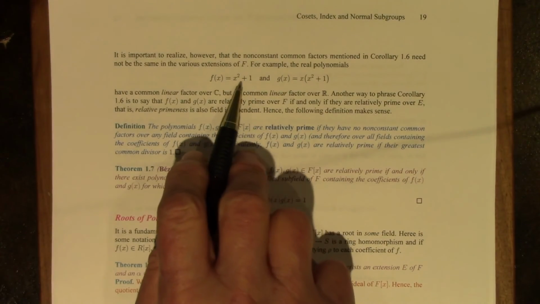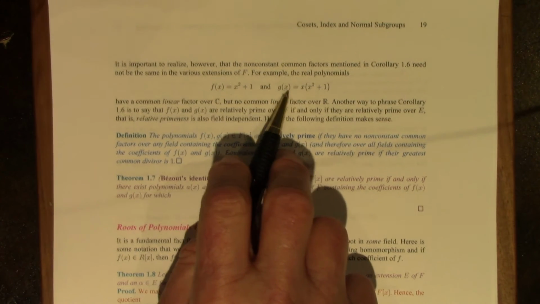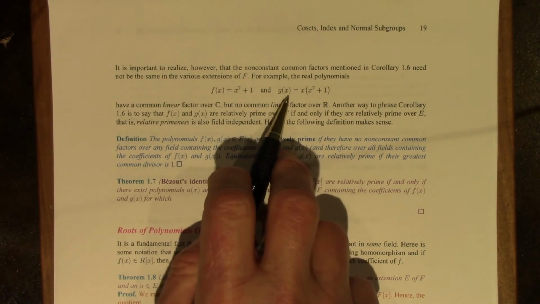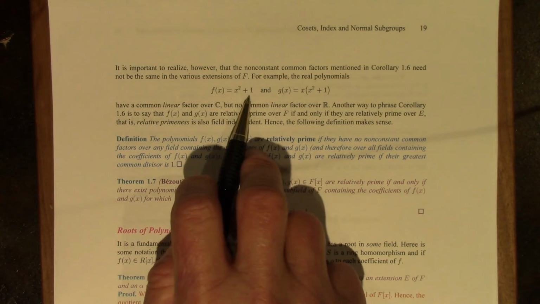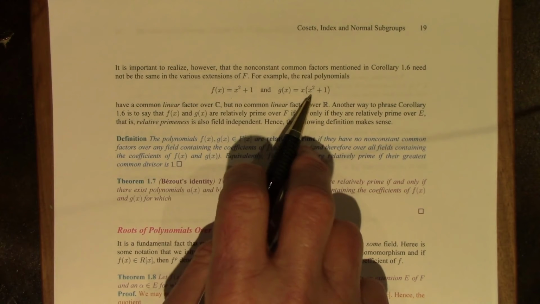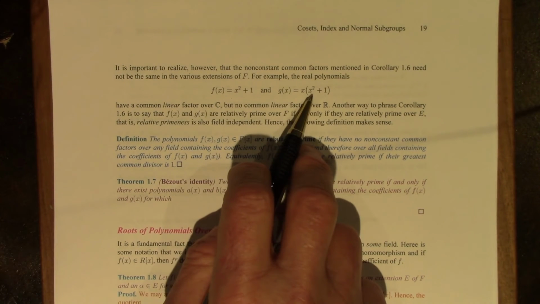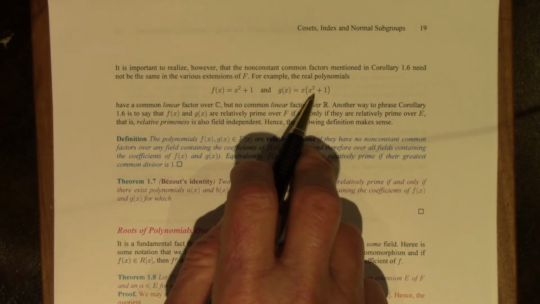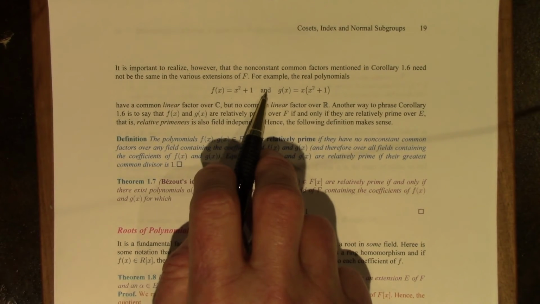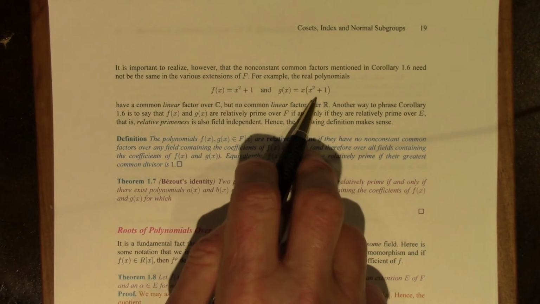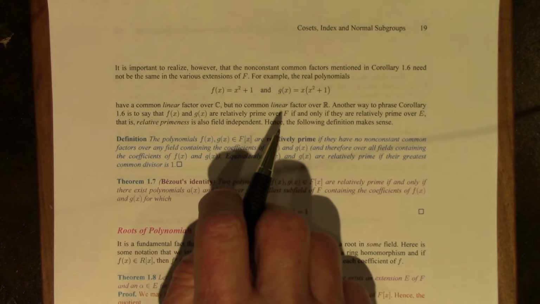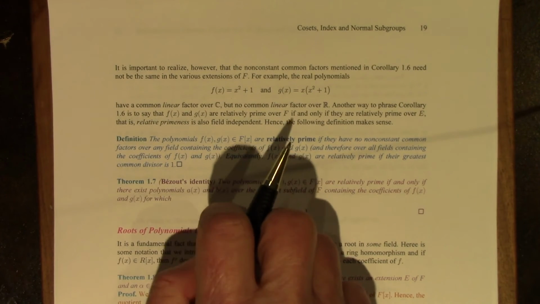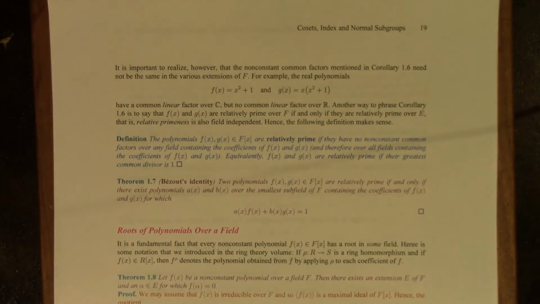So just to illustrate, if you look at these two polynomials, if you think of these as complex polynomials, then x minus i is a factor of both of them. So they have a non-constant common factor over the complex. Therefore, they have a non-constant common factor over the reals and over the rationals. It's not x minus i, it's x squared plus 1. This is worth thinking about until it's pretty clear in your mind what's field independent and what's not field independent.